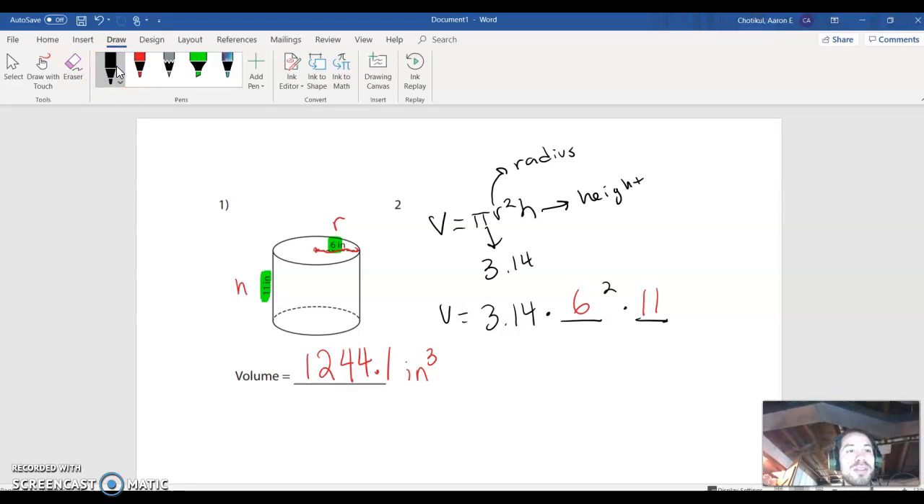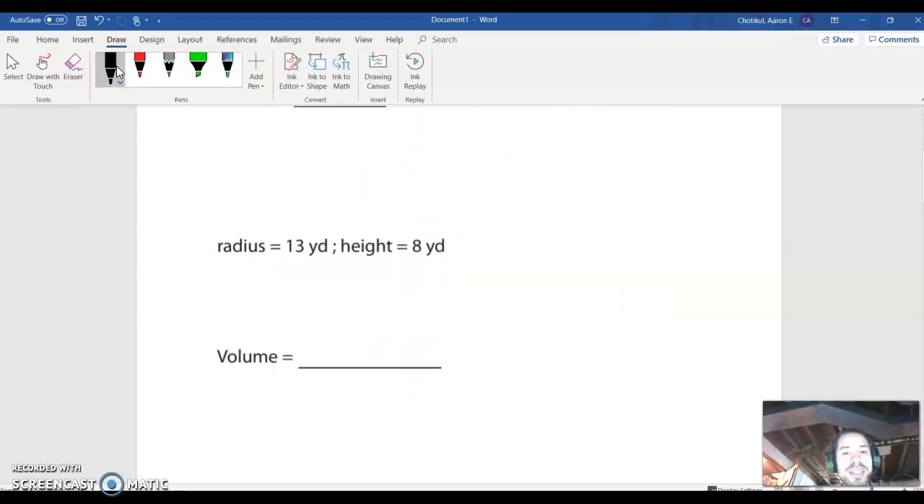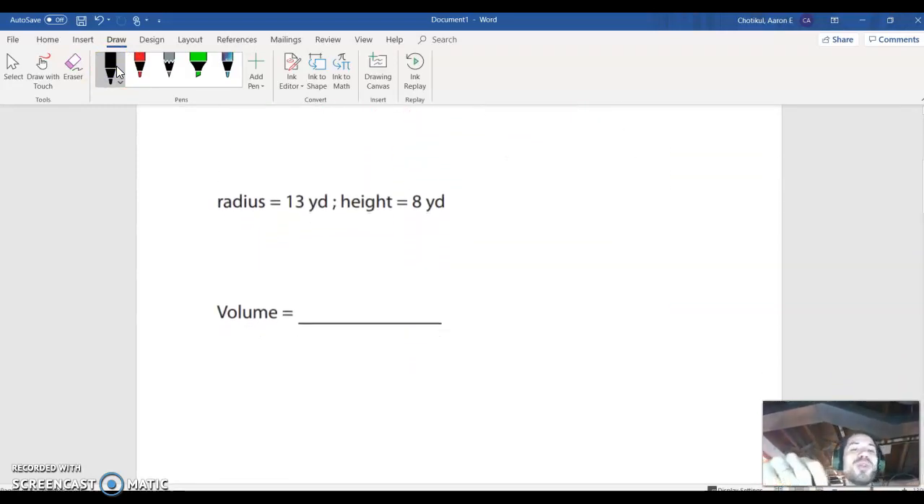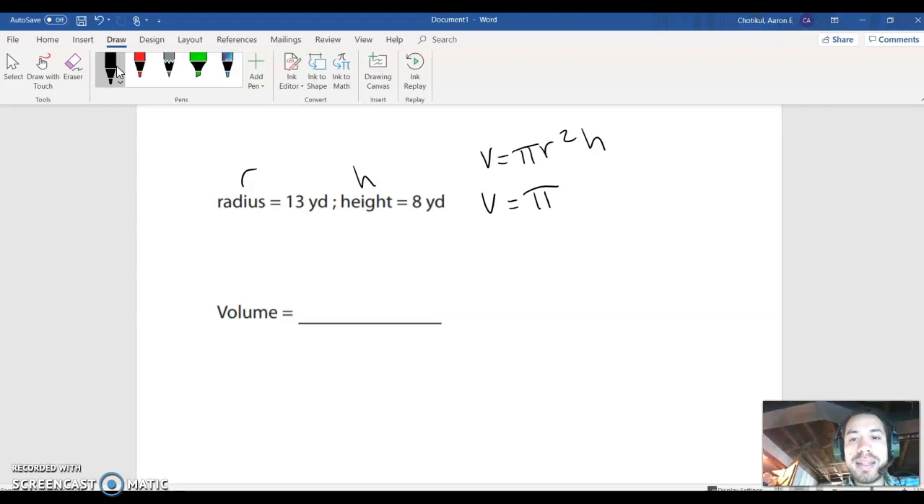So let's take a look at another example. In some examples, they won't give you a visual. They'll actually tell you what R equals, and they'll tell you what H equals. I find that easier because we don't need to make any decisions there. So here we have our volume is equal to pi R squared H. So volume is equal to pi times 13 squared. Again, that's our radius, times our height, H.